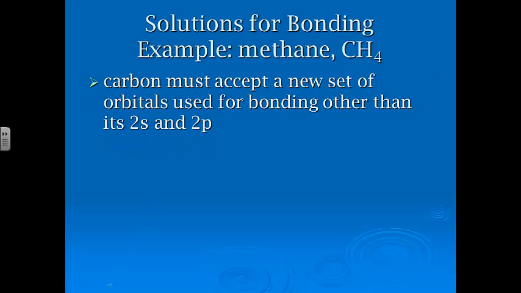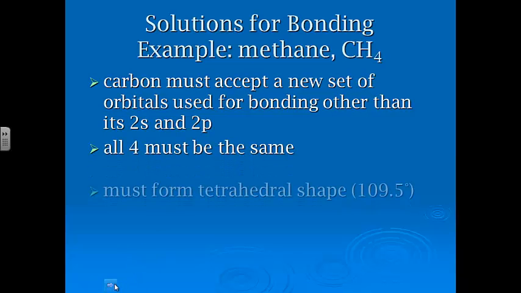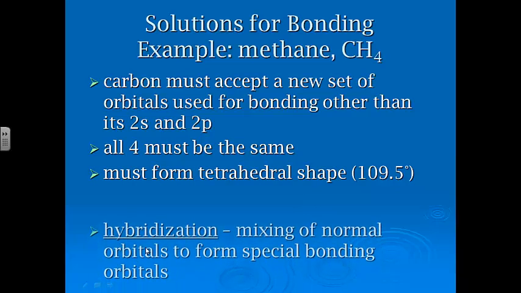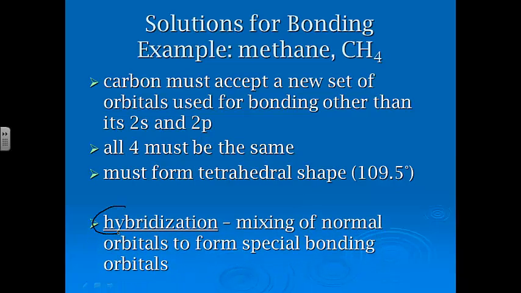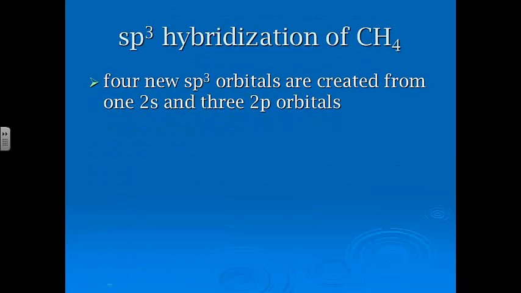Okay, so what has to happen is what's called hybridization: carbon must accept a new set of orbitals used for bonding other than its 2p and its 2s. All 4 have to be the same because it's a type of tetrahedral. And this is where we haven't been telling you all the truth: what actually happens is they get these hybrid orbitals, which are mixings of normal orbitals to form these special bonding orbitals. We get 4 new sp3.